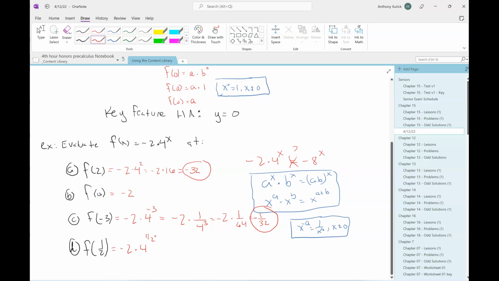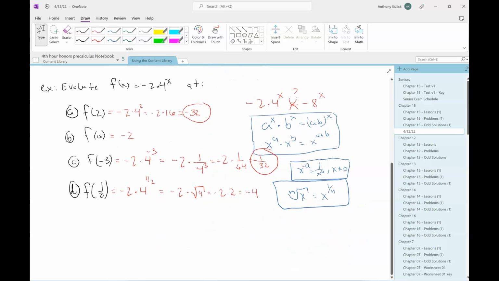What do I do if I want to do 4 to the 1/2? Yeah, that's a square root. So again, our rule there is the nth root of x is equal to x to the 1 over n. And let's do one more.